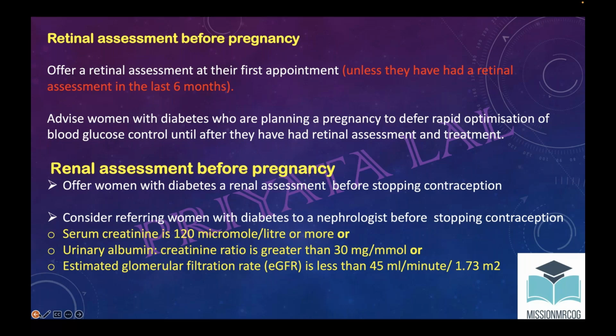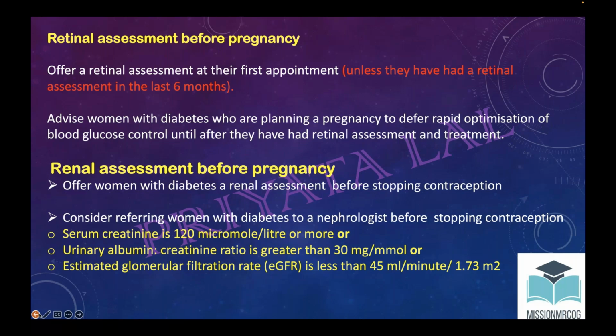Patients planning pregnancy should not have rapid optimization of glucose control until retinal assessment has happened. Similar things you will find during pregnancy also. If you find the patient is hyperglycemic with uncontrolled sugars, rapid optimization is not required; the sugars should be optimized slowly. In pregnancy rapid optimization is allowed, which we'll see in upcoming slides. So the take home message is that retinal assessment has to be done at the first pre-pregnancy booking if not done in the last 6 months.